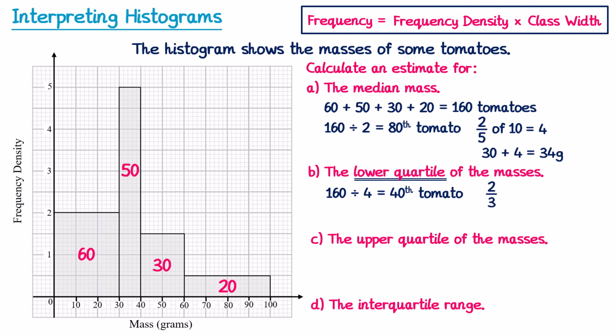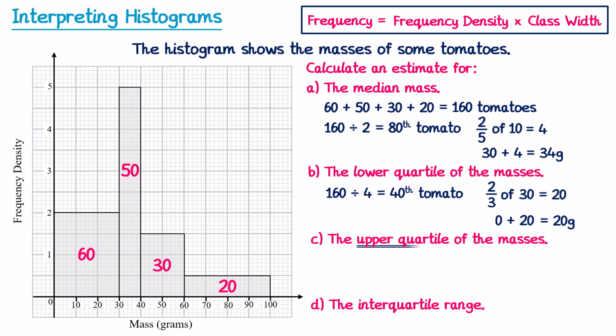If I were to do it the other way, I would say the width of the bar goes from 0 to 30, which is 30, and I want 2/3 of that class width. 2/3 of 30 is 20. So I go from the left-hand side across 20 units, and of course 0 plus 20 is just 20. So we end up with the lower quartile at 20 grams. Now let's move on and have a look at the upper quartile.